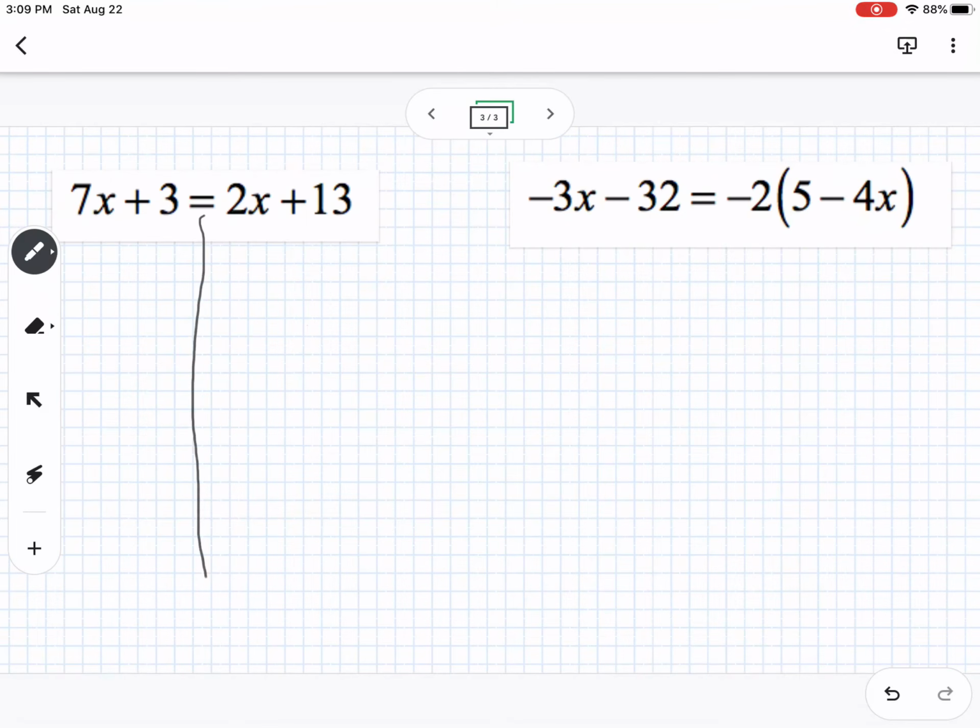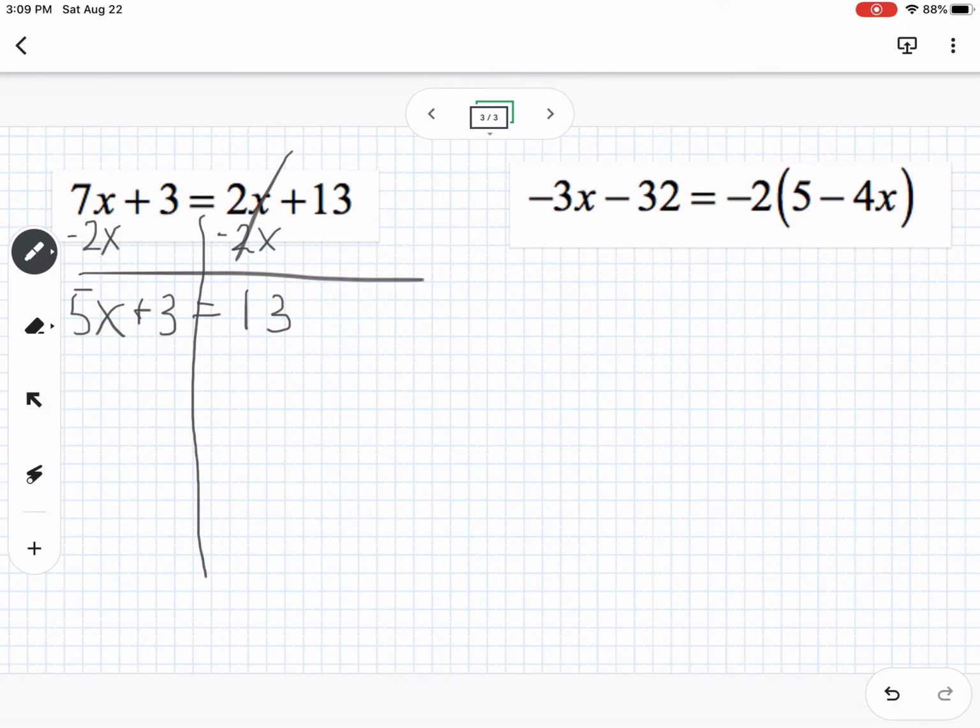Is there parentheses that I can distribute? No, there's not. So now I want to get the variables, or the x's, on one side of the equation and the constants, or the ones that don't have the x, on the other side. I always like to start with the variables. I can move them to either side, but I know 2 is smaller than 7, so I'm going to subtract 2x from both sides, because then I don't have to deal with negatives. That cancels those over there.